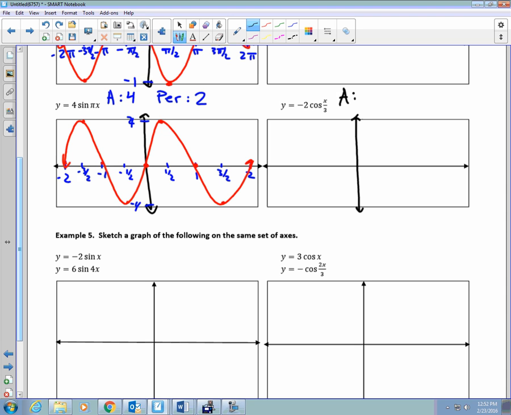Amplitude. 2. Period. 2 pi divided by what? 1/3. What's 2 pi divided by 1/3? 6 pi. Mark off 2. What's half of 6 pi? What's half of 3 pi? Pi over 2.